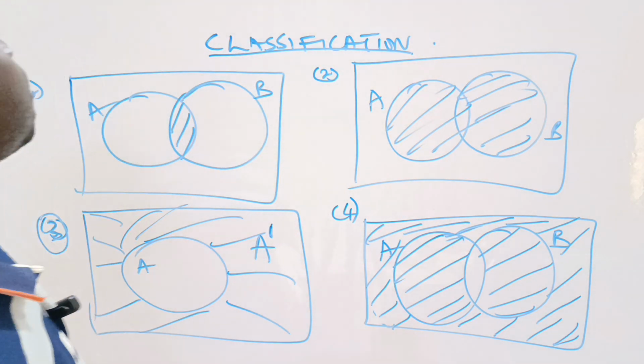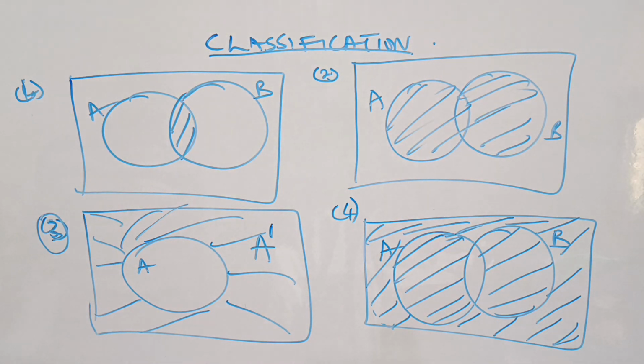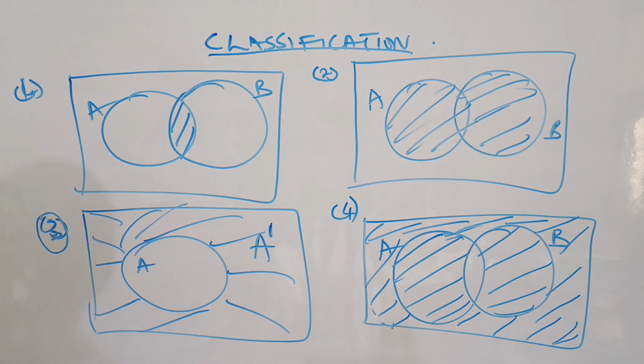Today, we want to look at some of the classification of Venn diagrams. When we have just two sets, A and B, we can have more than two; we can have three, we can have four. So when we have two sets, A and B, let's look at the first one, where we have what we have inside.